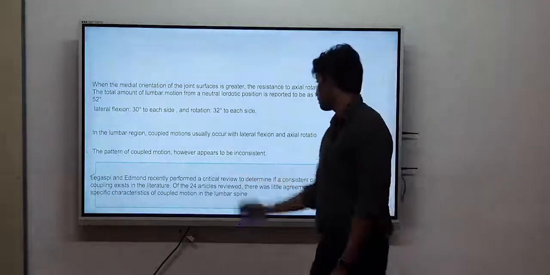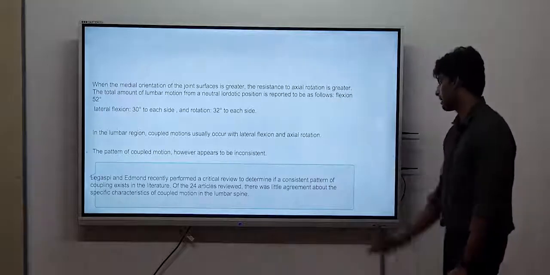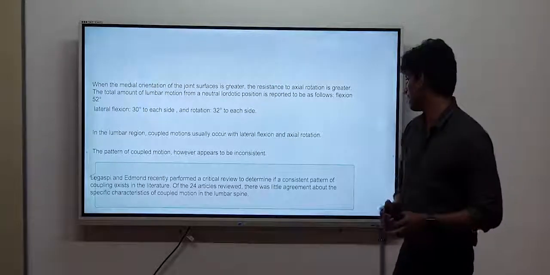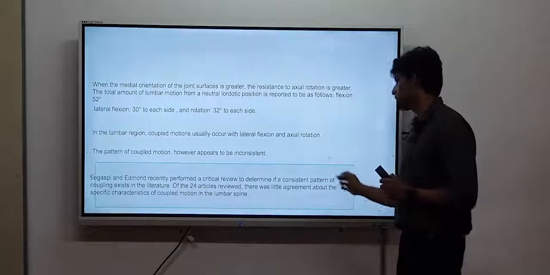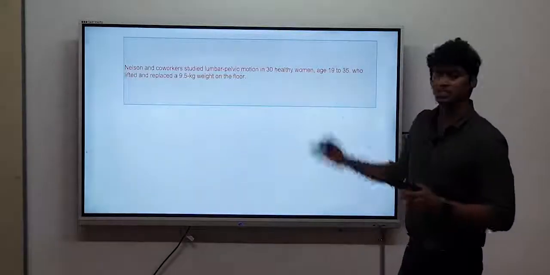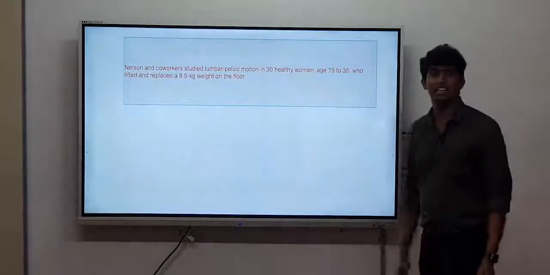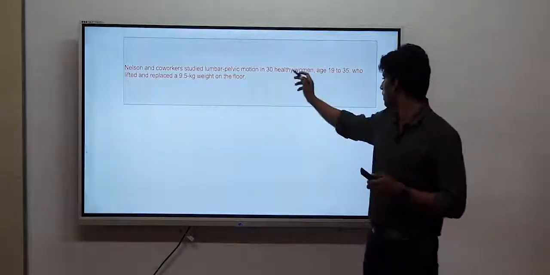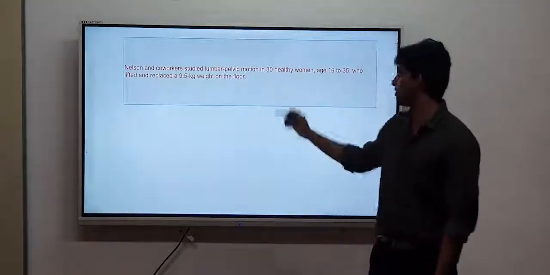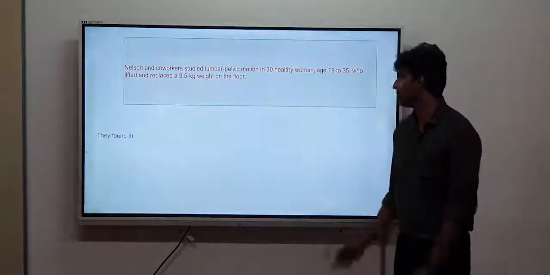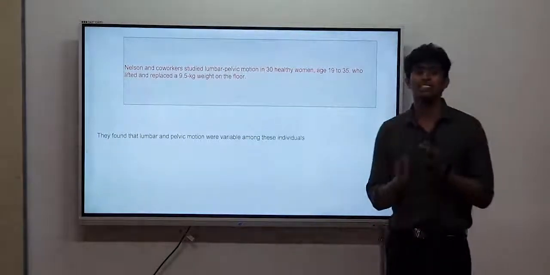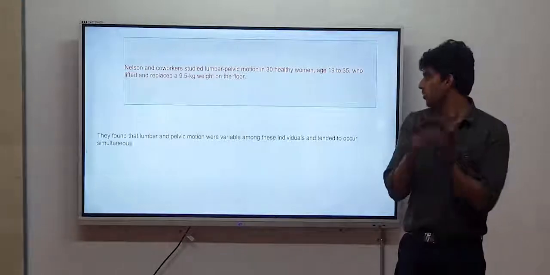Legaspi and Edmond recently performed a critical review to determine if a consistent pattern of coupling exists in the literature. Of 24 articles he reviewed, there was little agreement about the specific character of coupled motion in the lumbar spine. Nelson and co-workers studied 30 healthy women aged 19 to 35 who lifted and replaced a 9.5 kg weight on the floor, and they found that the lumbar and pelvic motion were variable among these individuals, which means it varies from individual to individual.